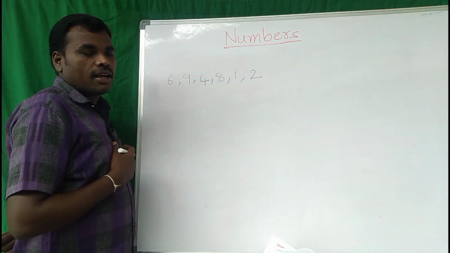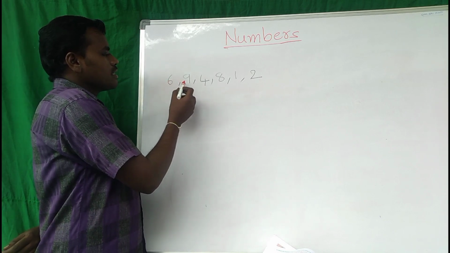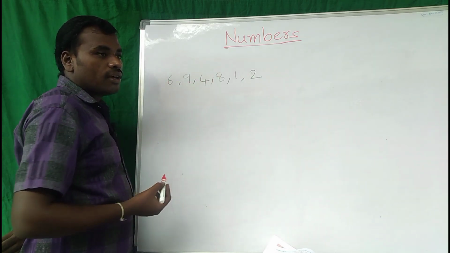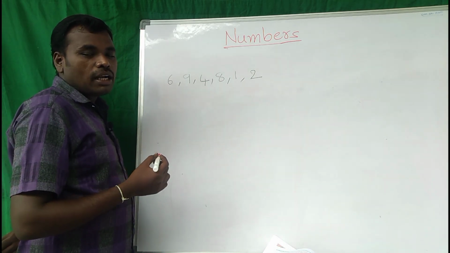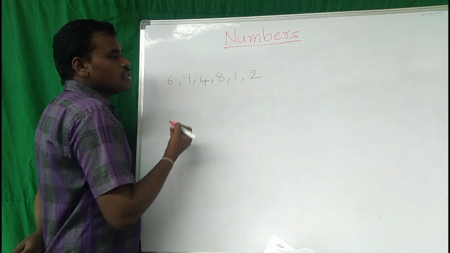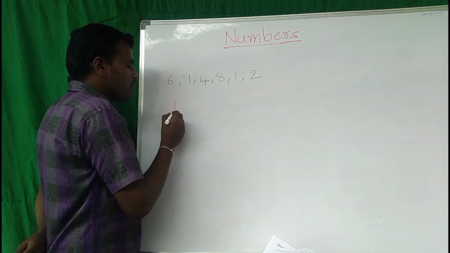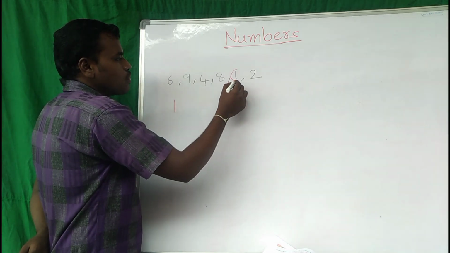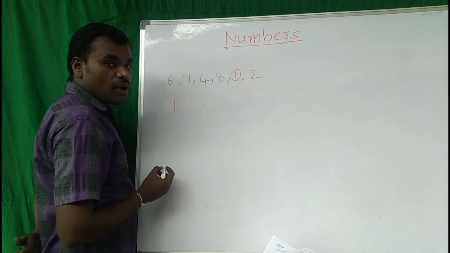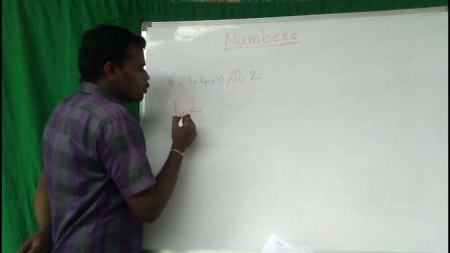My dear children, here we have some numbers: 6, 9, 4, 8, 1, 2. Here we need to write them from small to big. In these numbers, which is the smallest one? 1 is the smallest one. First we write 1. Next, among the remaining, which is the smallest? 2 is the smallest, so we write 2.